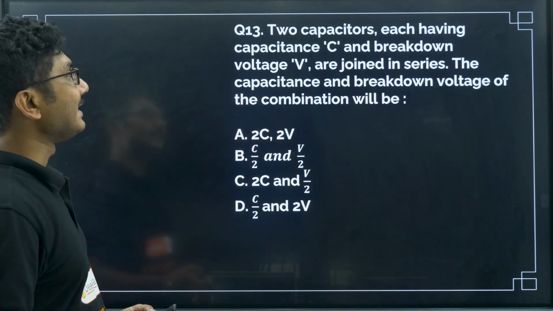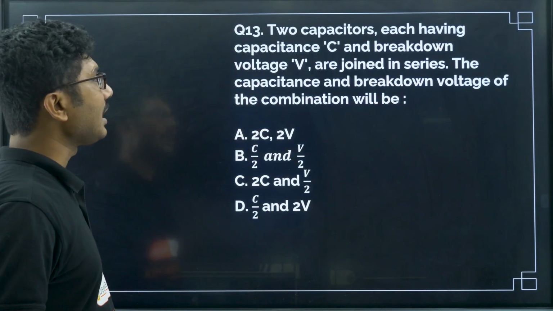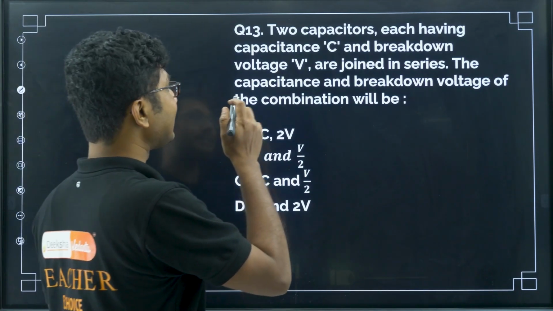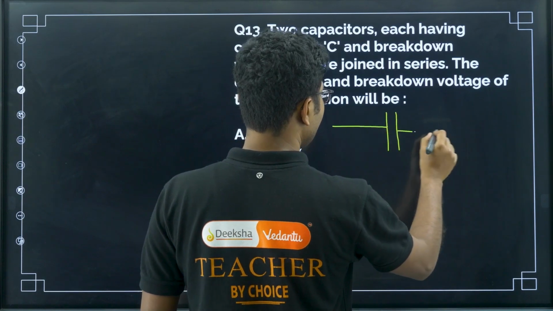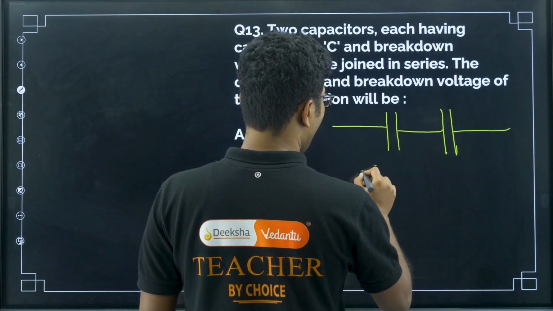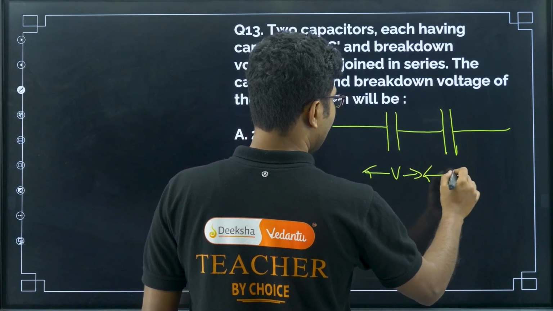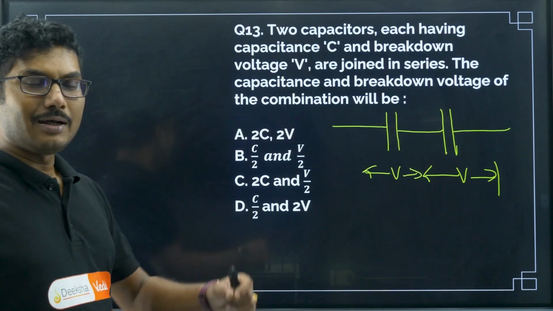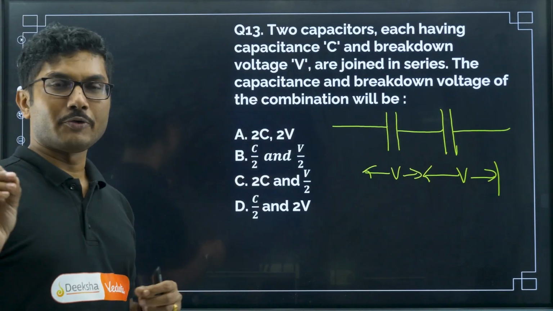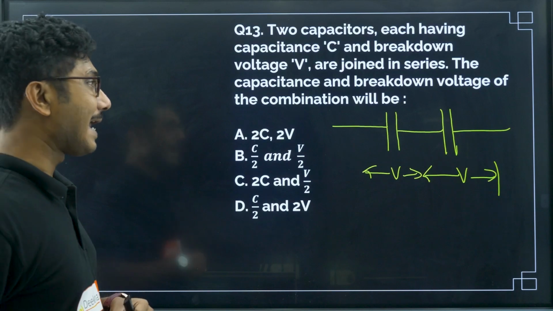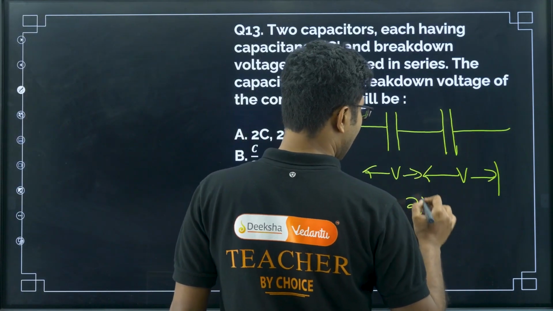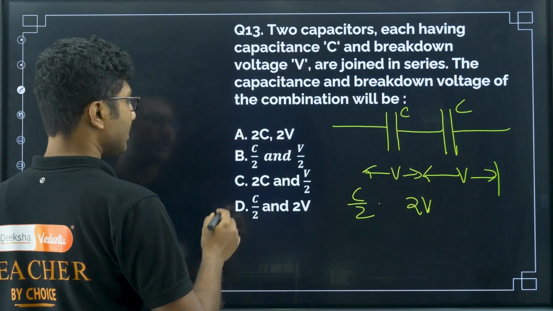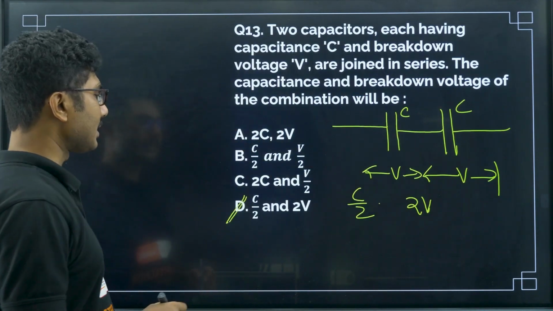Now, two capacitors each having capacitance C and breakdown voltage V are joined in series. The capacitance and the breakdown voltage of the combination is. So, two capacitors each having the same capacitance. When it comes to breakdown voltage, when connected in series, their voltage increases. In parallel, the minimum voltage between the two capacitors is the breakdown voltage, but in series it gets added. So the breakdown voltage will be 2V and this is C, this is C. So the equivalent capacitance will be C by 2, right? So C by 2 and 2V. So the correct answer is option D.